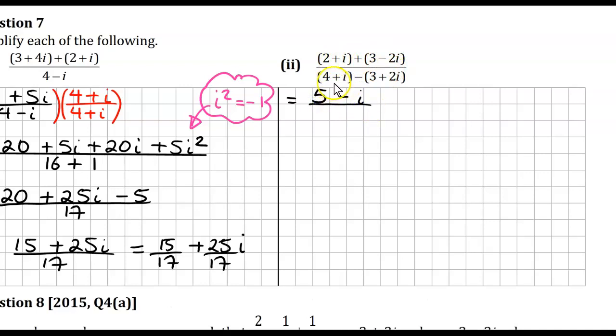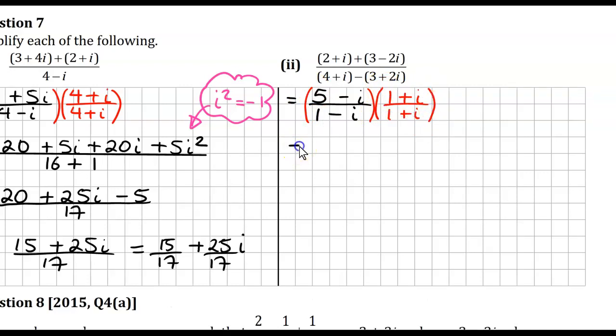Now on the bottom we've 4 minus 3, which is going to give me 1, and here we've i minus 2i, which is going to give me minus 1i. Now just be very careful there on that bottom line that you make sure to distribute that minus in by both. So now I'm going to multiply above and below by the complex conjugate of the denominator, the bottom line.